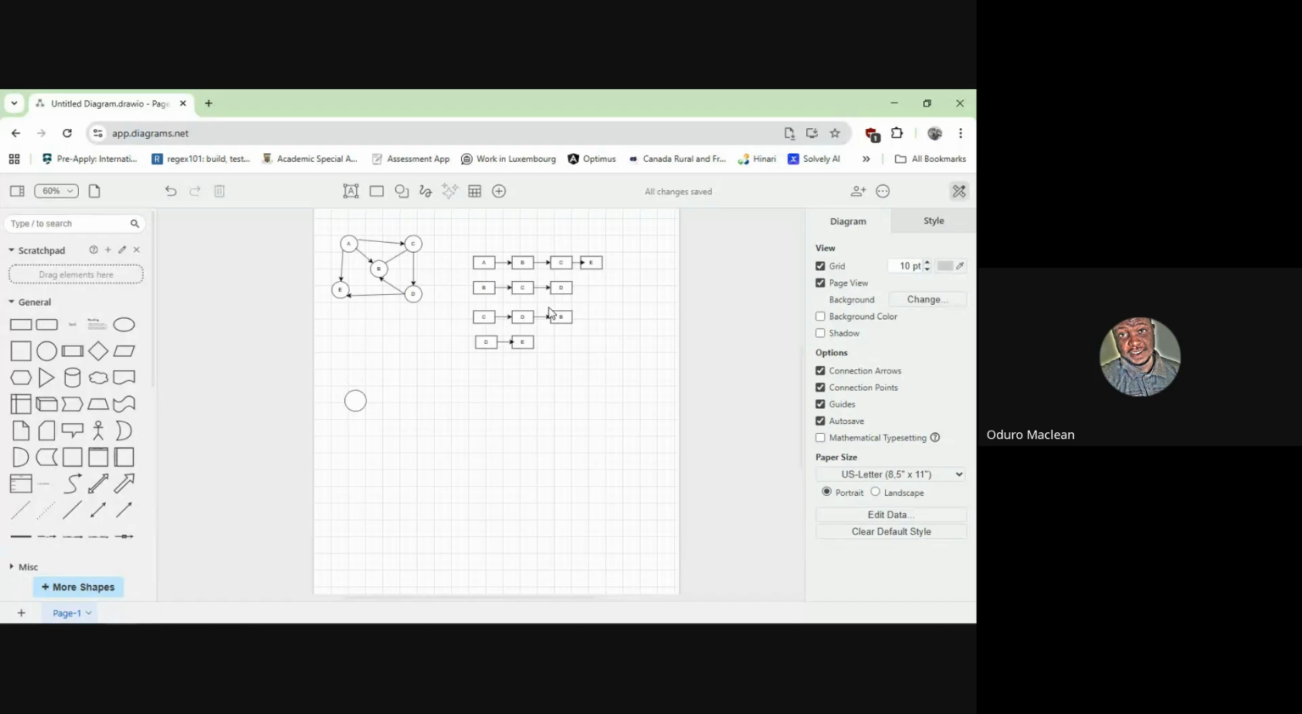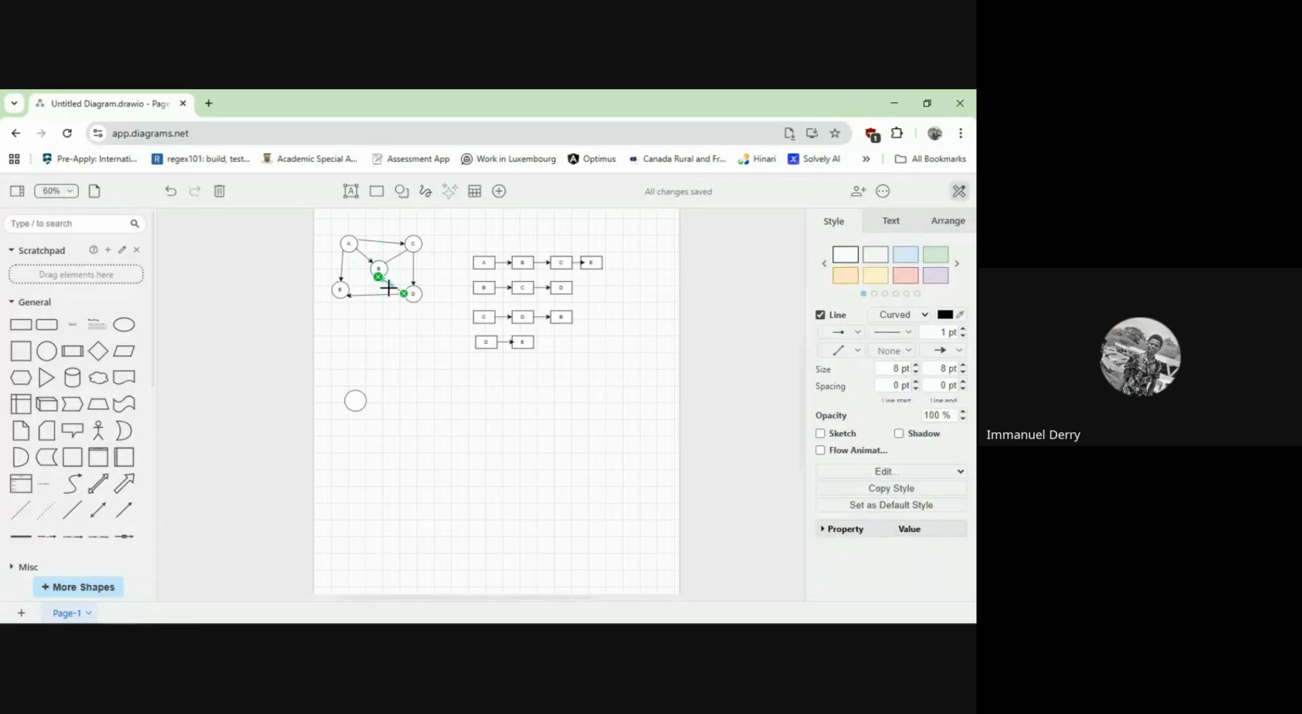So the B to D, the arrow is pointed to D. Yeah. Okay. B to D. The arrow is pointing to B. D. Yeah. B. Okay, so I should reverse the arrow.